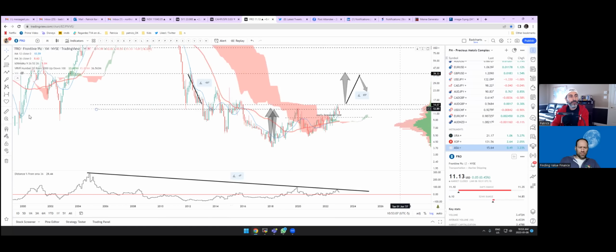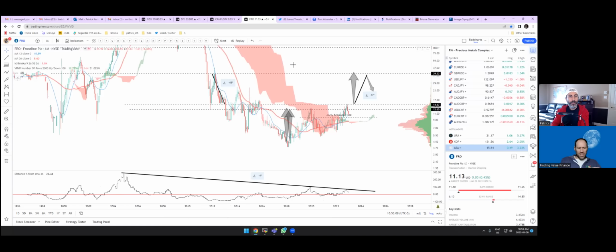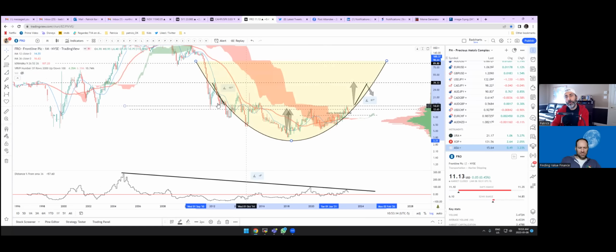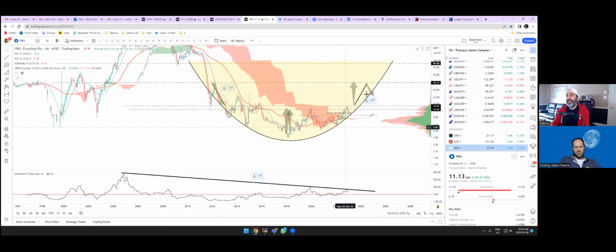You could put an arc if you like arcs here. The arc is just to visualize, guys. It's just lower lows, downtrend, higher lows, uptrend. You don't even need it, but if it helps you see where, it's telling you how fast that thing's going to go when it goes up.